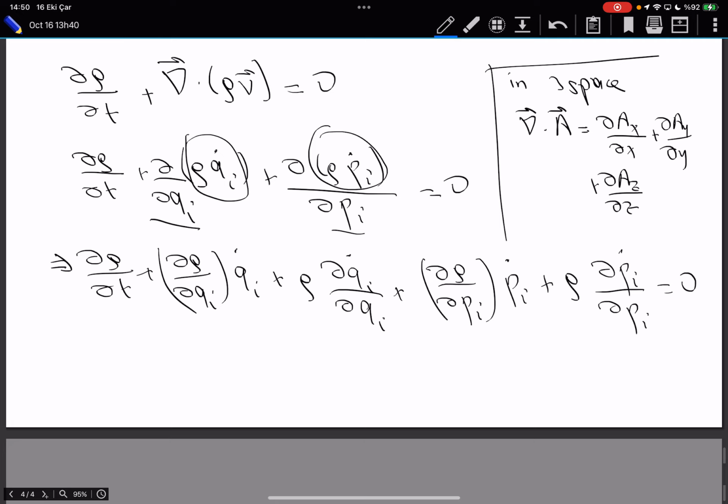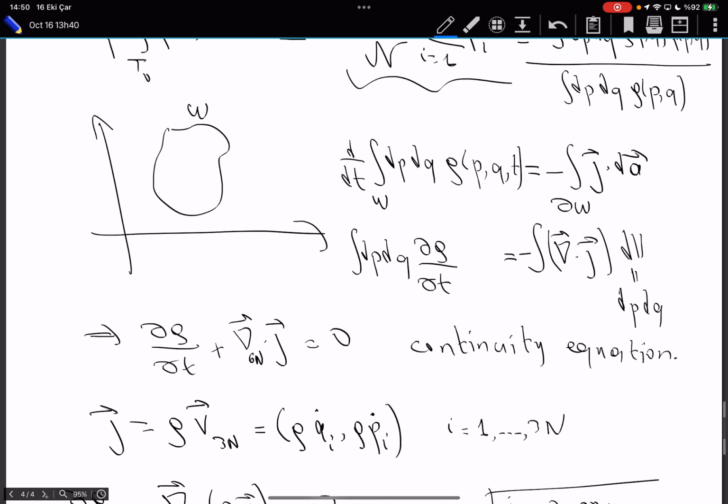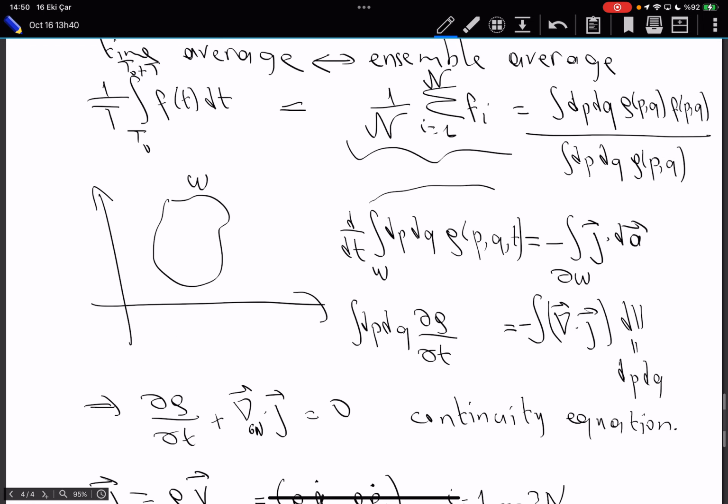Why did we change the usual time derivative into a partial derivative? You see, I was looking at this integral. In principle, that integral can only depend on time t. It doesn't depend on anything else. So if I take the derivative with respect to t, that's the total derivative with respect to time. It doesn't have dependence on p or q.